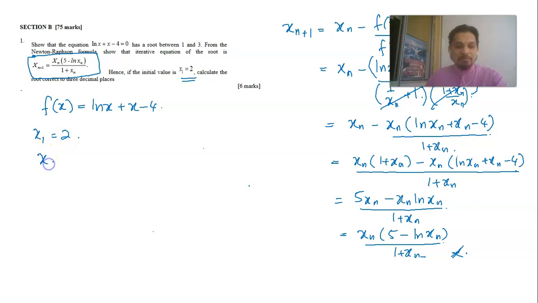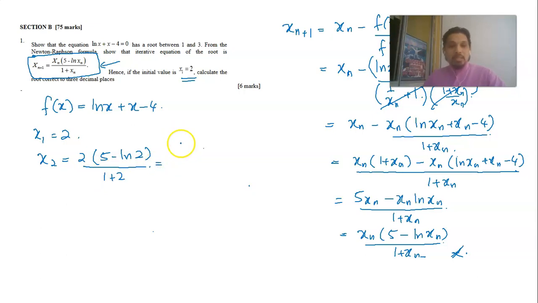So then x2 equal to, okay, we're going to use this one here now. Use the equation xn equal to, with 2, 5 minus natural log of 2 divided by 1 plus 2. Okay, you may use a calculator, then it will give you 2.8712. And that's not all. Okay, class, that's not all. We are going to repeat this process up to 3 or 4 decimal places.